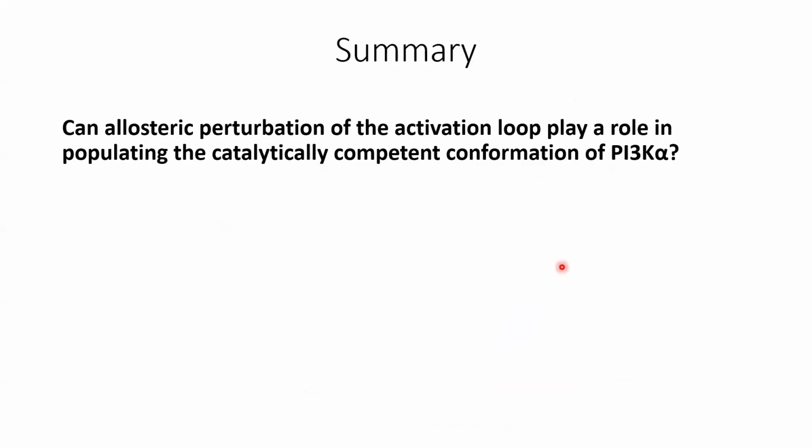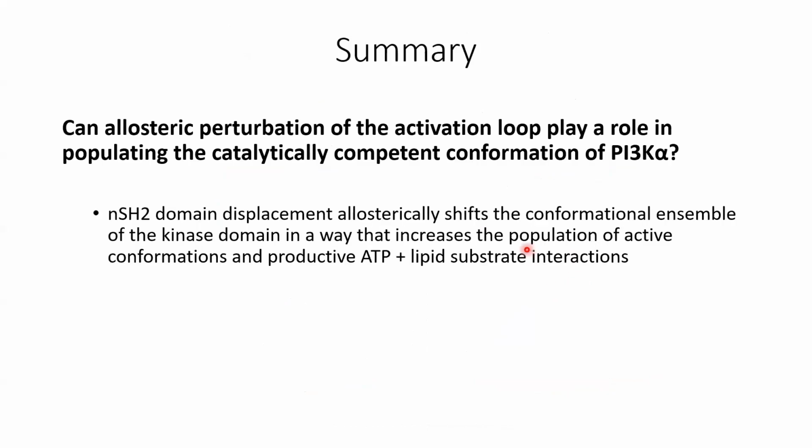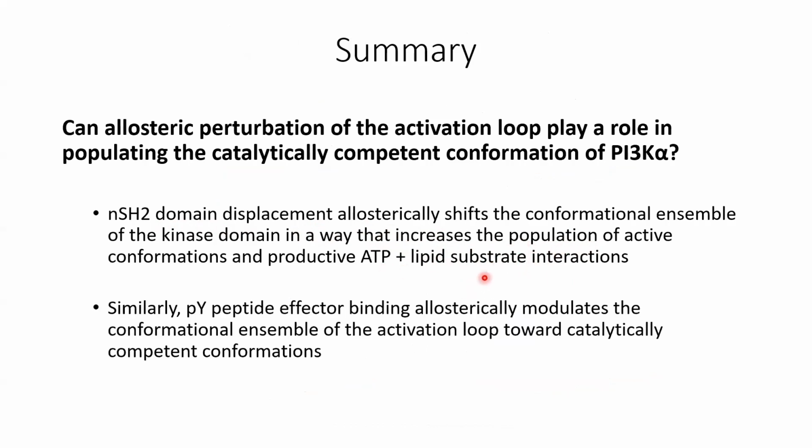So to summarize, what I've shown here is that we can indeed alter the conformational ensemble of the activation loop through displacement of the NSH2 domain, and this actually increases the population of active conformations and lipid substrate interactions that may lead to catalysis. Similarly, I've shown that binding of phosphotyrosine peptide effector can also allosterically modulate this conformational ensemble in a way that can lead to catalytically competent states.